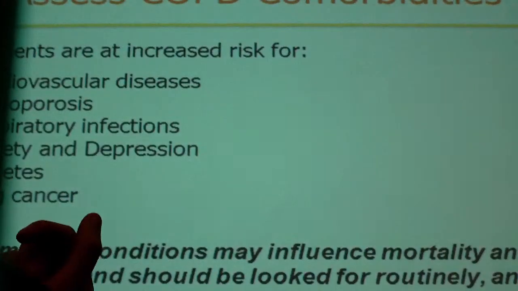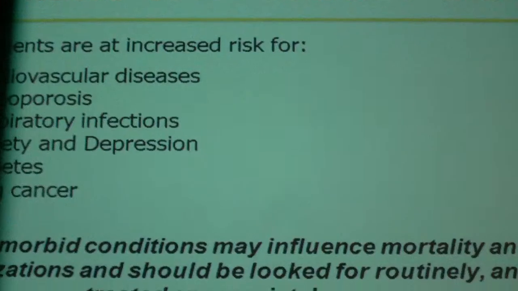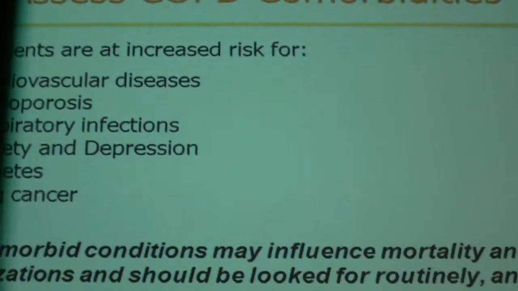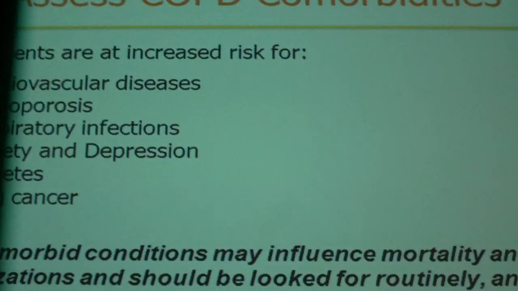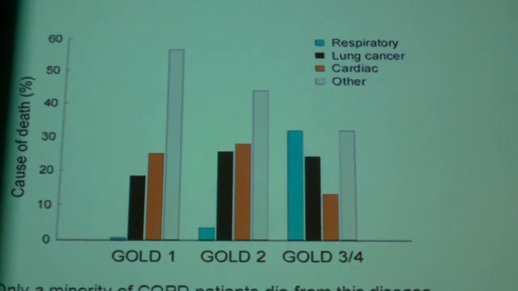And those comorbidities, like I said, are very important to assess. This is literally what stands in the COPD GOLD guidelines. Patients with COPD are at increased risk for cardiovascular disease, osteoporosis, respiratory infection, anxiety and depression, diabetes, and lung cancer. So for all these comorbidities, it's very important to look at it routinely and to treat it appropriately. Just to give this example, only a minority of patients with COPD die from COPD.